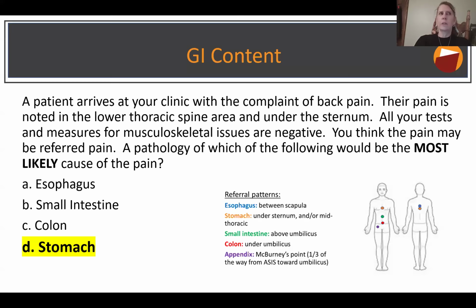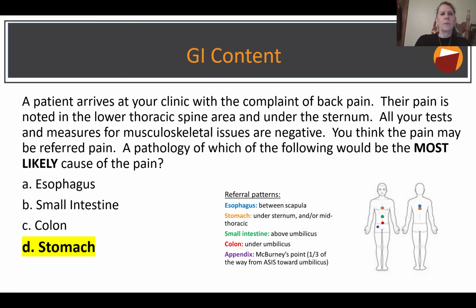So I think the actual question on the NPTE probably wouldn't even have esophagus. They'd have something else, or they would give you more information that would lead you more to the stomach. Maybe they're going to say the person's been on NSAIDs, and so they're going to lead you to something that's going to be a little bit more discriminatory. But again, the small intestine is further down above the umbilicus, colon is below the umbilicus, and then we have McBurney's point.